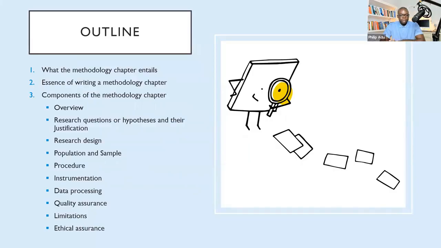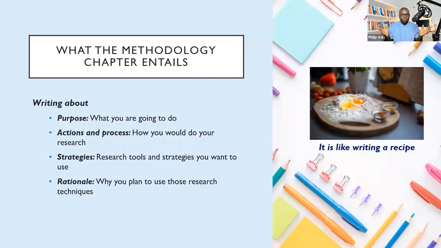So this is a course outline, and there are three main issues that I'm going to talk about. The first one is what the methodology chapter entails, the essence of writing your methodology chapter. And also I'm going to talk about the various components of the methodology chapter. What does the methodology chapter entail?